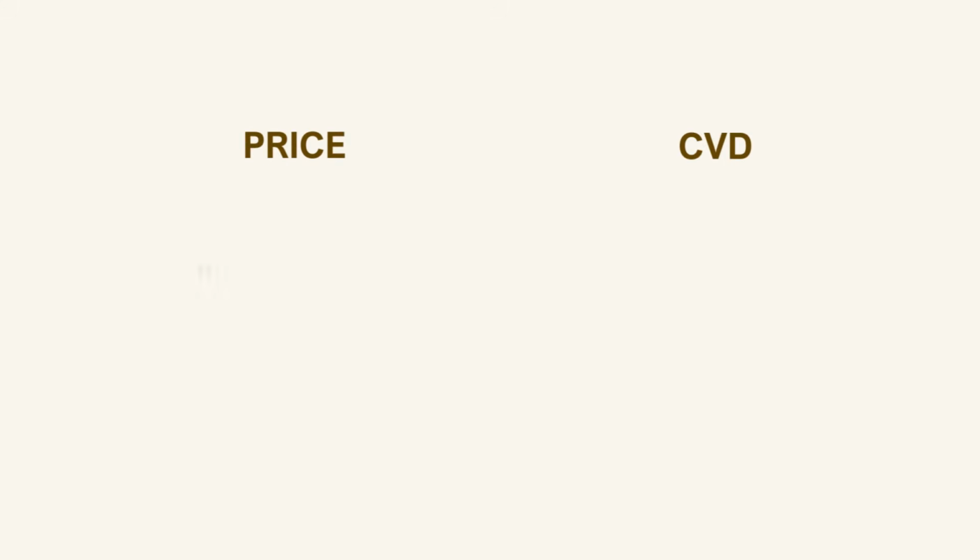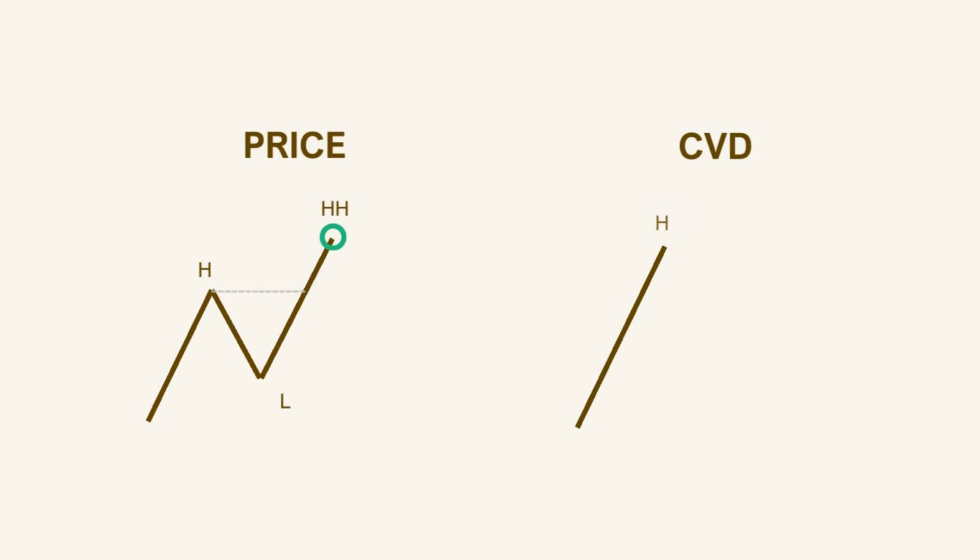The second major type of divergence is exhaustion. This example looks at exhaustion of buyers, which forms a bearish signal. Picture a market where price continues to push higher, forming higher highs, but CVD fails to make a higher high. This indicates declining buyer participation.